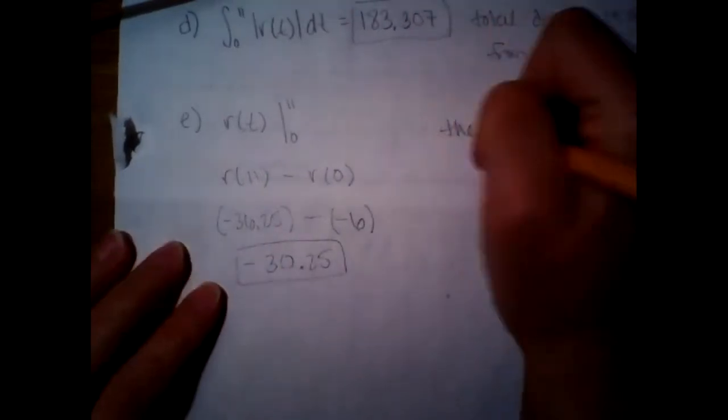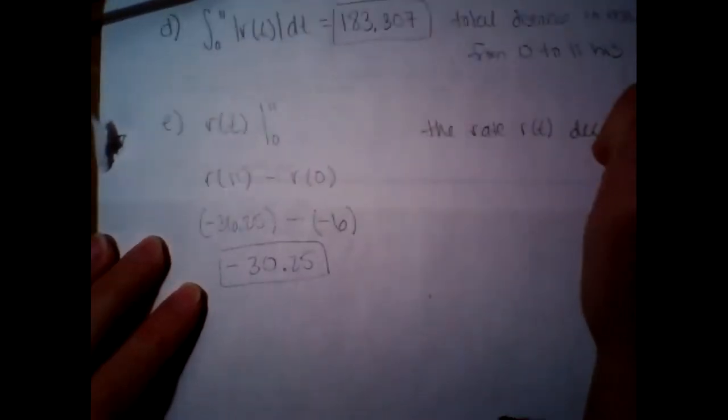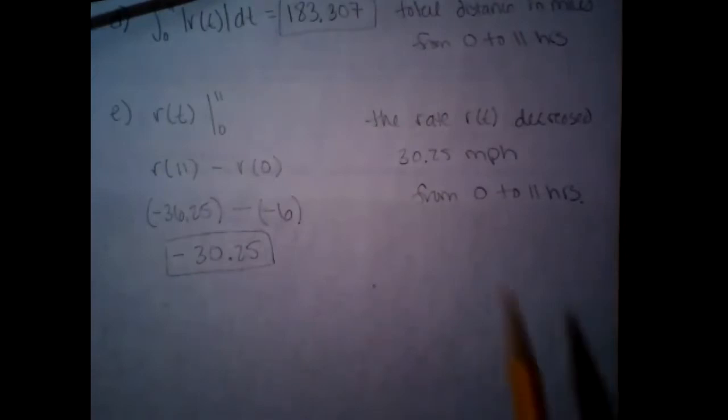All right. So the rate, R of t, decreased 30.25 miles per hour from 0 to 11 hours. If you get a positive result here, then the rate increased. Now notice I didn't put a negative, that's because I said decrease. If you say decreased negative amount, that's like a double negative.